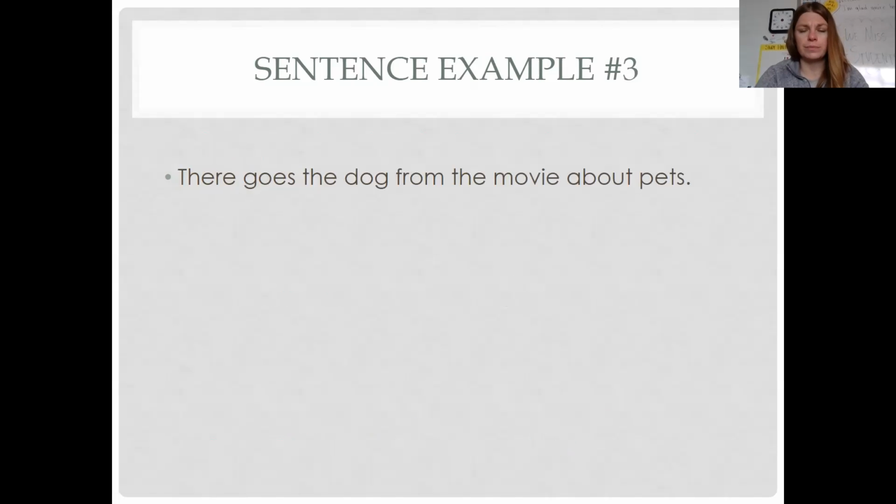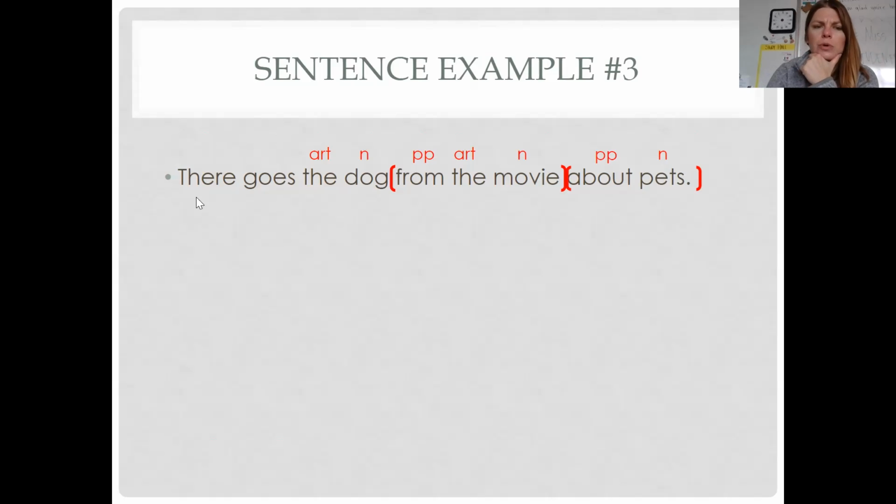Sentence example number 3. This one's the one that's most wonky and confuses students the most. "There goes the dog from the movie about pets." Let's do our normal labeling. Dog is a noun. Movie, pets. Which dog? The dog. Which movie? The movie. Any other, which pets? Nothing. Then we do prepositions. From is a preposition, so "from the movie" is a prepositional phrase, parentheses please. About is a preposition, so the prepositional phrase "about pets," parentheses please.